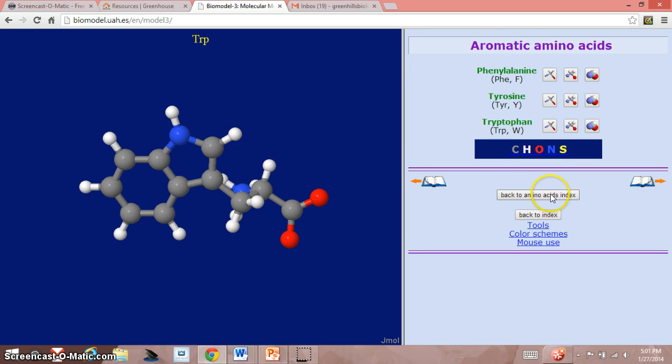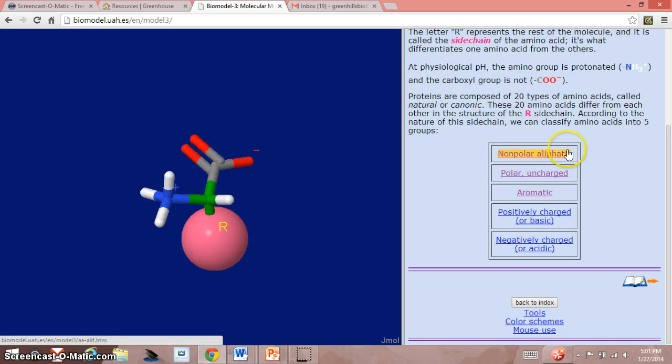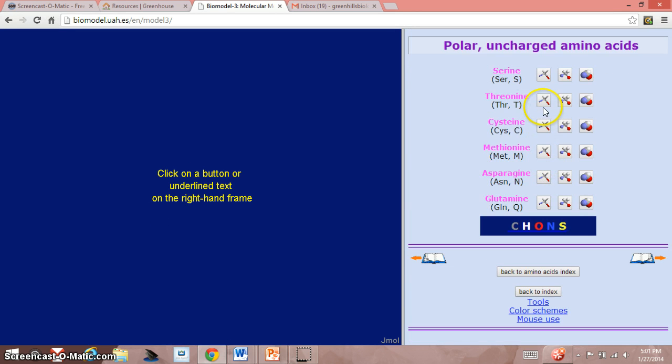For question number 10, we're going to go back to the amino acids frame, and we're going to look at the polar uncharged amino acids. There's a bunch of them here. We're going to look at the representatives of this group, and you're going to see what the R groups have that is different from the previous two. You may want to take a look right down here at what the legend is for the colors.